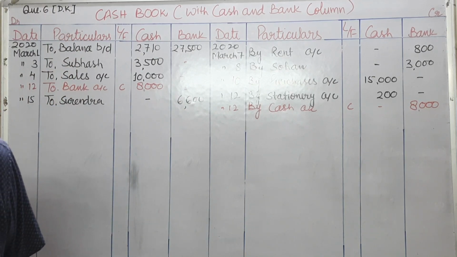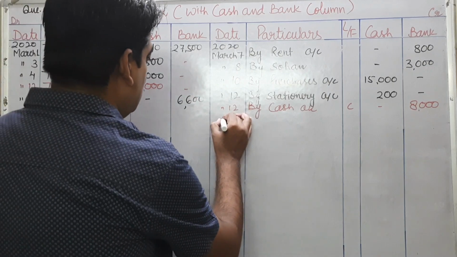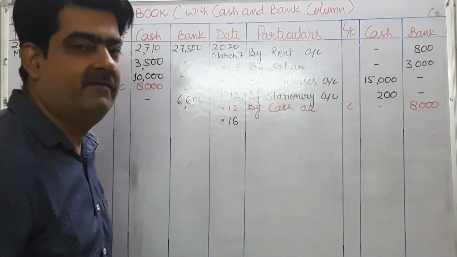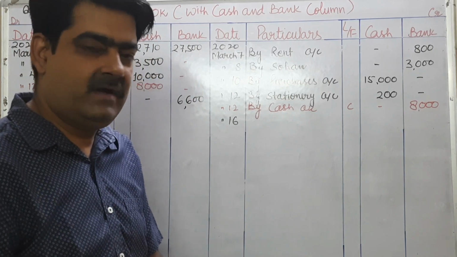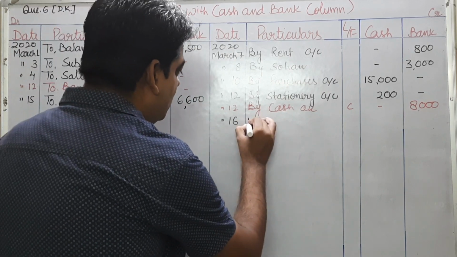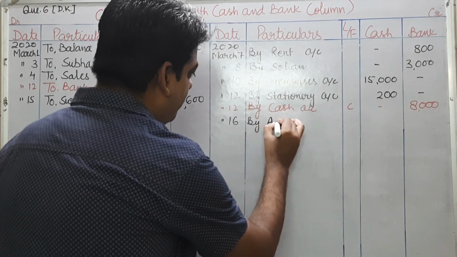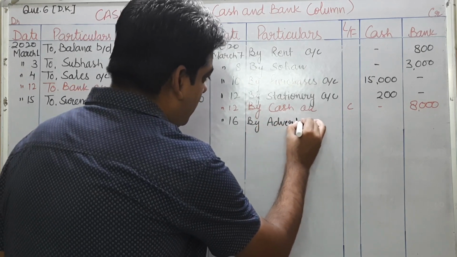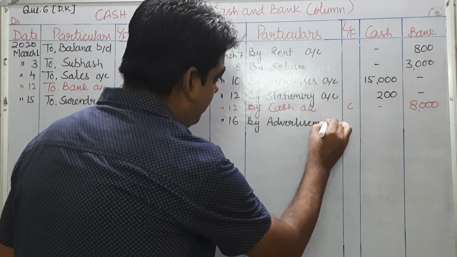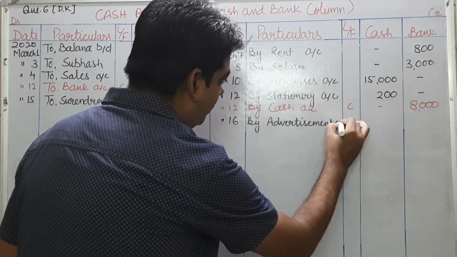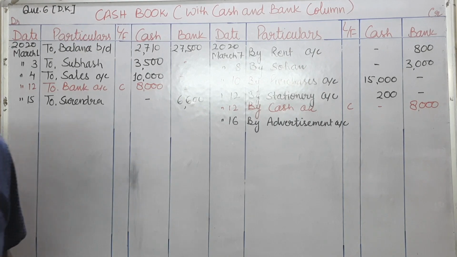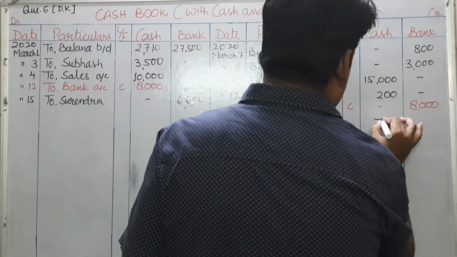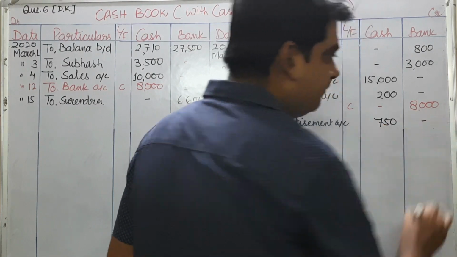Next is March 16, paid for advertisement. Again, this is your expense, simple entry. Advertisement account debit to cash. Treatment will come in credit side by advertisement account, and amount is 750 rupees, and that amount will come in cash column.